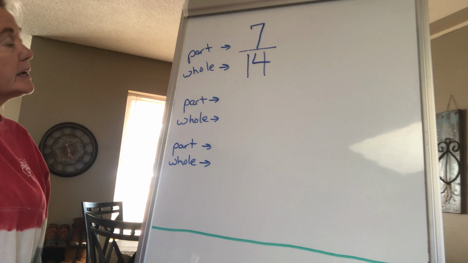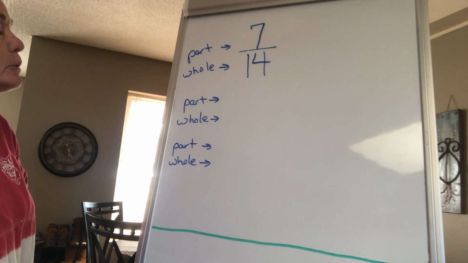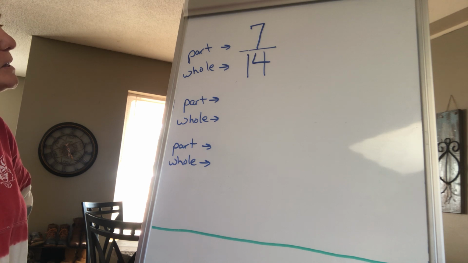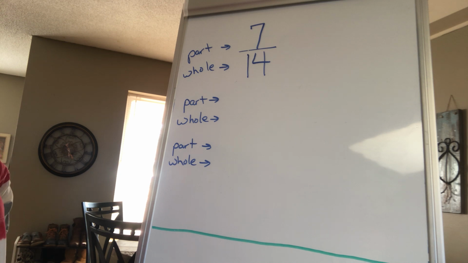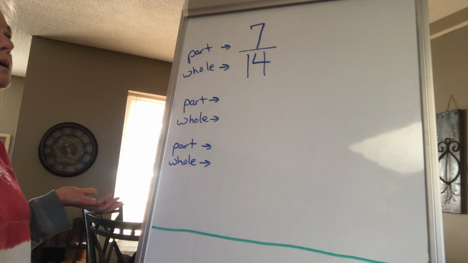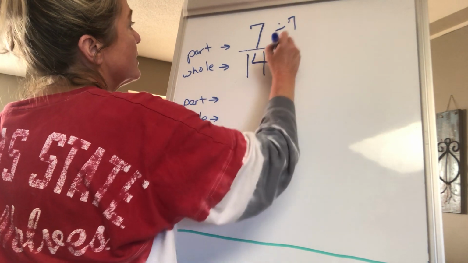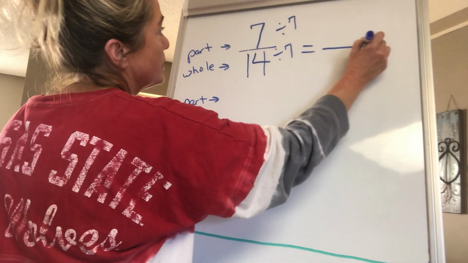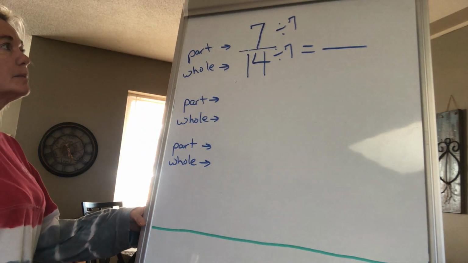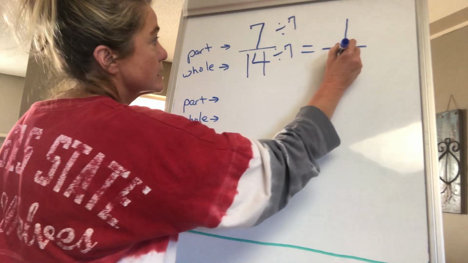So we just kind of have to look at it and ask, is there any number that I can divide them both by and get 0 remainder? Well, 7's not divisible by 2, I'd have a remainder. It's not divisible by 3, I'd have a remainder. It's not divisible by 4, I'd have a remainder, or 5, or 6. Are they both divisible by 7? If I divide 7 divided by 7 and 14 divided by 7, 7 divided by 7 is 1. 14 divided by 7 is 2.